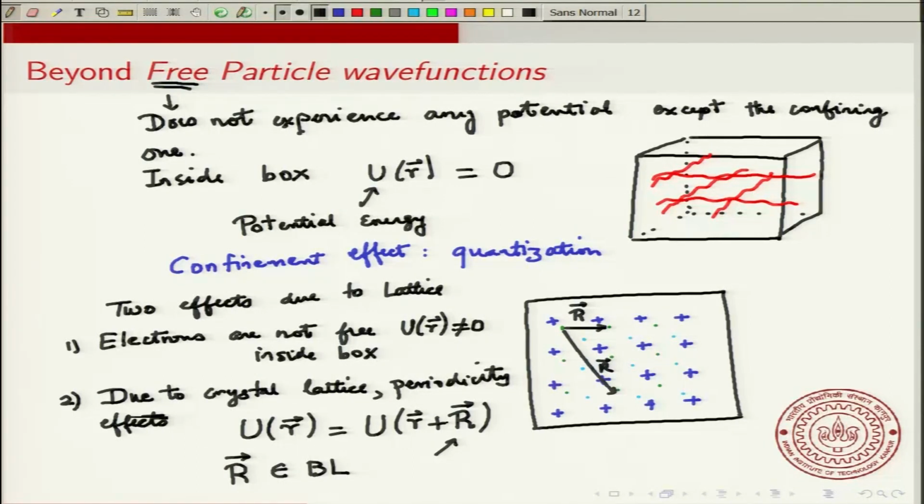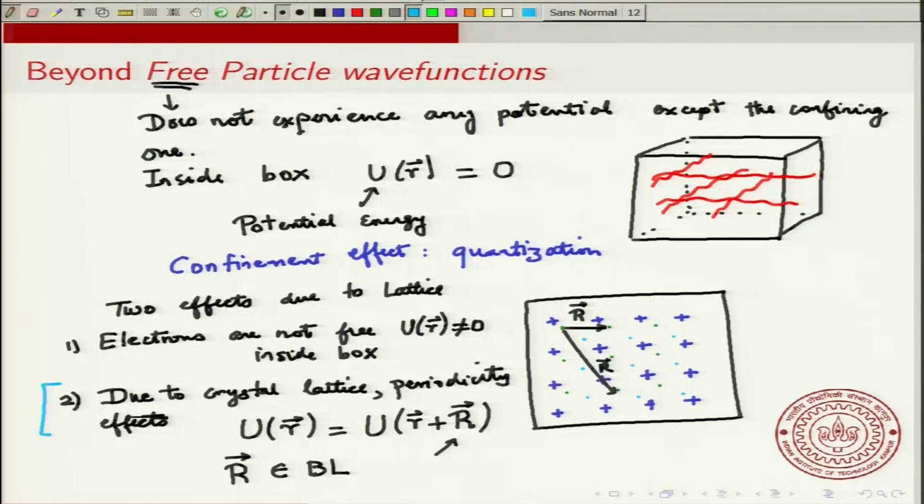So, these are the 2 effects, and today first I will be talking about just this effect. This is the effect that we will be talking about for most of today, and then we will also be saying that, of course, u of r is not equal to 0, okay. But the interesting results will come because of this periodic nature of the Bravais lattice.